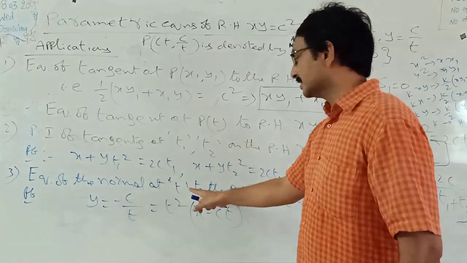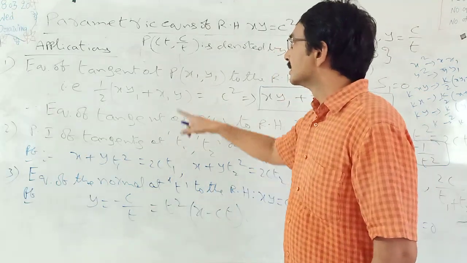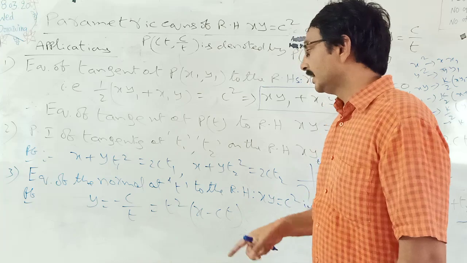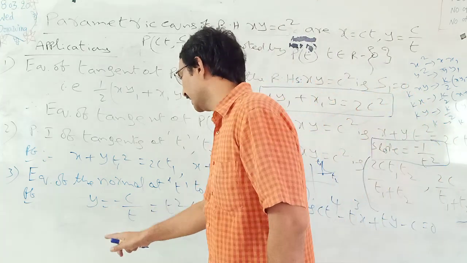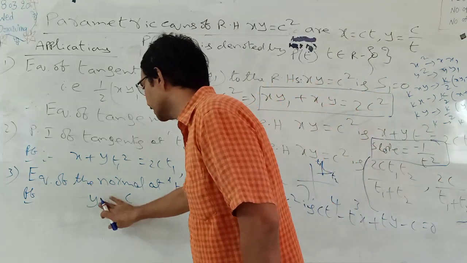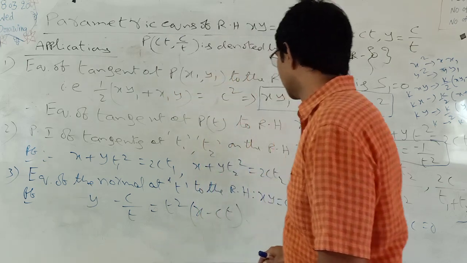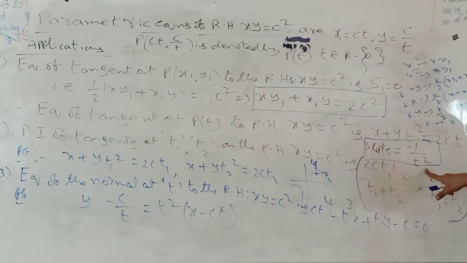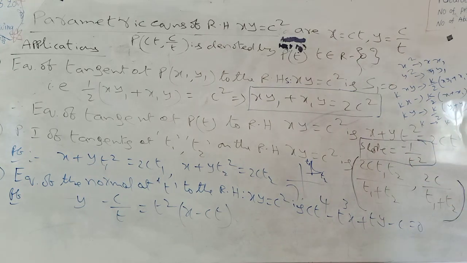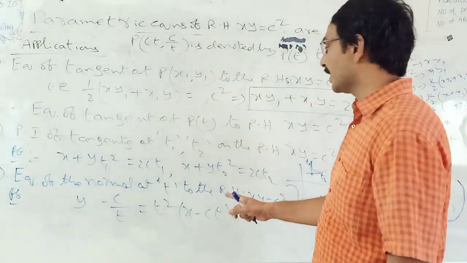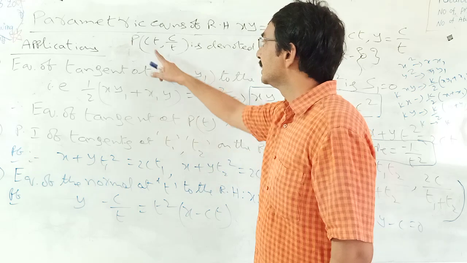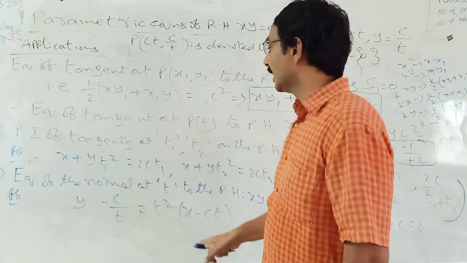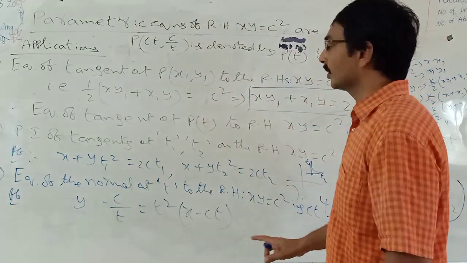Normal at t means the point ct comma c by t. Equation of the normal: y minus y1 equal to m into x minus x1. Slope of the tangent is minus 1 by t square. Therefore, slope of the normal is t square. So, the normal passes through the point ct comma c by t and has slope t square.